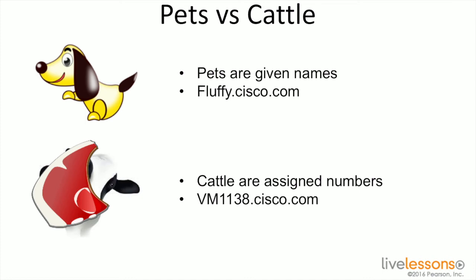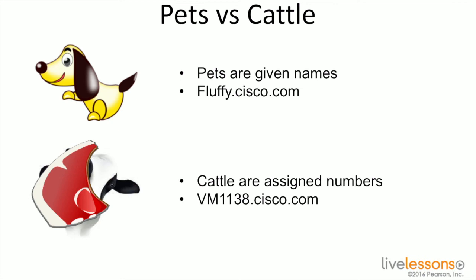So in this case, VM1138.cisco.com. We don't care what the name is. We just care what the service is. And oh, by the way, I don't care what server it sits on. It can be anywhere in my data center. And if something happens to that server, I'm not going to shed a tear. I'm going to just throw that thing away and get another one. So that's why we're seeing that approach within this environment, where it's really more about the service and the capability as opposed to underlying hardware. That's fundamentally what we've seen shift.